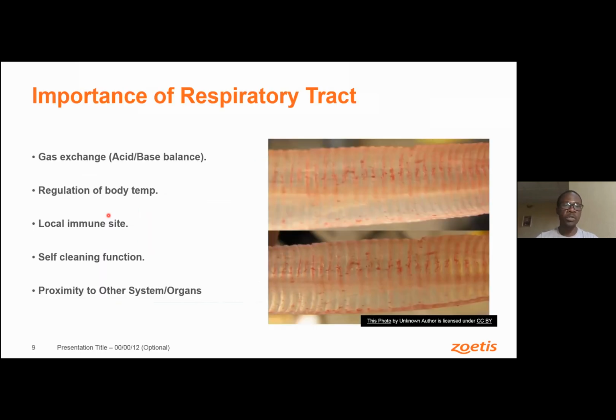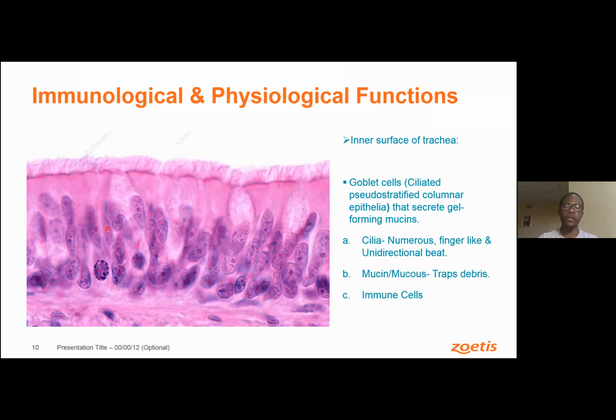So the respiratory system in chickens is meant for exchange of gases, which also affects the acid-base balance. This translates to regulation of body temperature. We all know that once they are breathing, they regulate their body temperature. It's a local immune site, which has a self-cleaning function. And like I earlier mentioned, it is proximal to other systems.